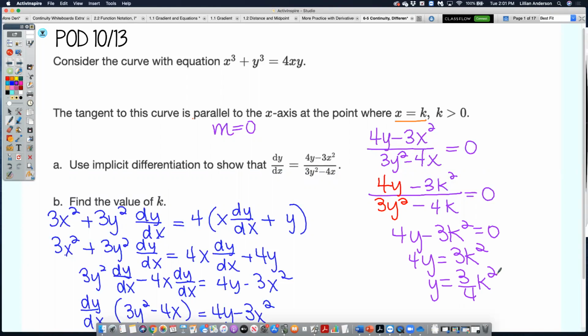And now that I have my value for Y and I have my value for X, I can plug that back into the original equation. Okay? So I'm going to take my X, I'm going to take my Y, and plug that into my original. So that's going to be K to the third plus 4/3 K squared cubed, 4 times K.